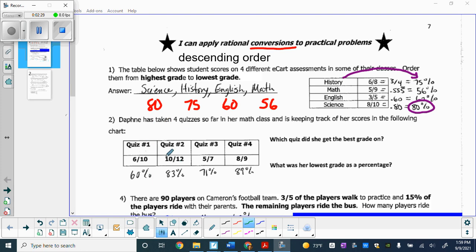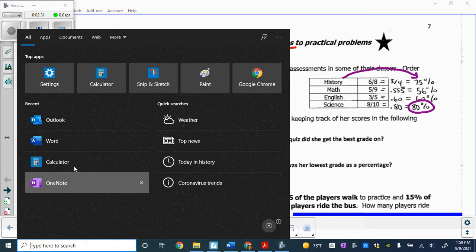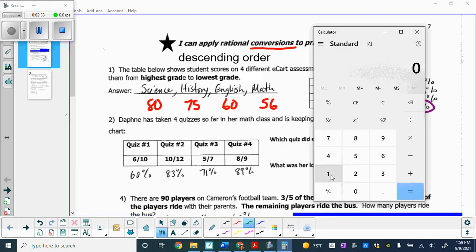Now for quiz 2, 10/12, I don't expect you guys to have that one memorized. So if I open up my calculator and do 10 divided by 12, we can see here that that's going to be an 83.3. And again, since it's a 3, it doesn't go higher. It's just going to stay an 83 with the rounding. So that's where I got the 83%.